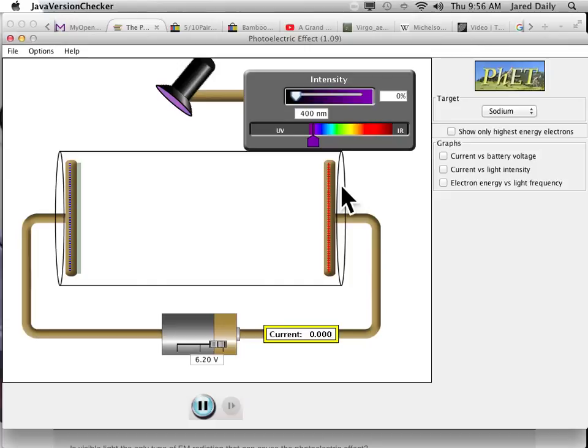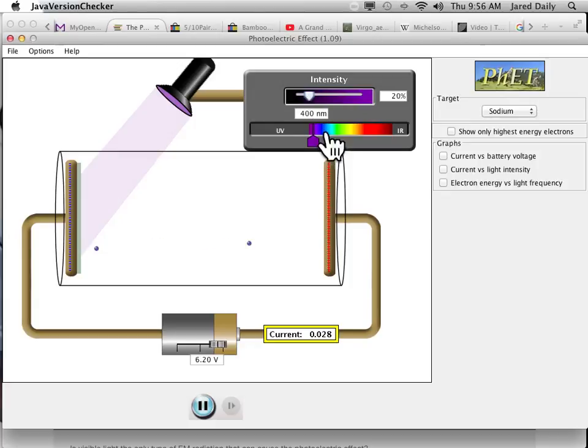So the idea here is now to increase the intensity and see what happens to the number of electrons coming out. Well, you have one electron coming out, and then you have more electrons coming out, and that makes sense. So, sure, okay, that's what we expected. What we didn't expect is this.